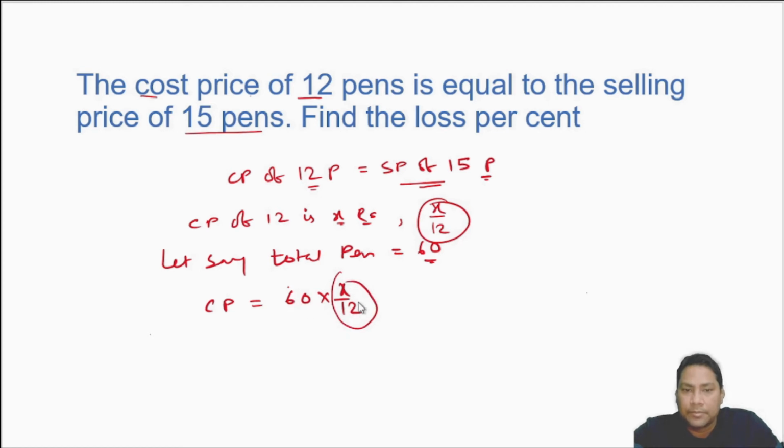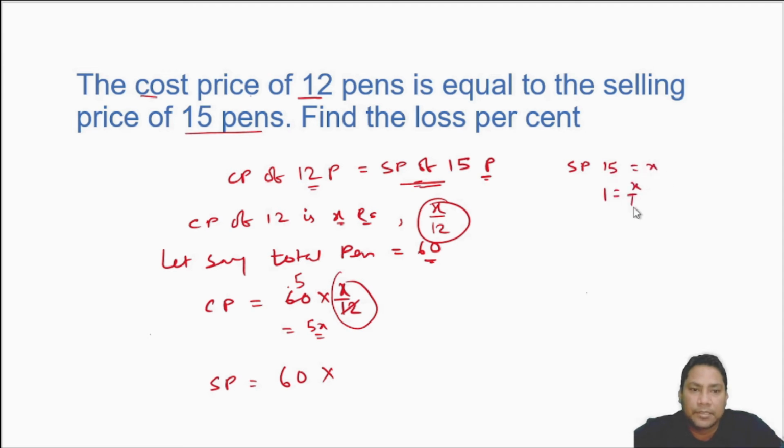Now this will become 5X. Likewise, we will get the selling price. The selling price of 15 pens will become 60 multiplied by the selling price of 1 pen. From here, we will calculate the selling price of 1 pen. The selling price of 15 pens is X rupees, so for 1 pen it will become X by 15. For 60 pens, it will become 60 times X upon 15, which is 4X.